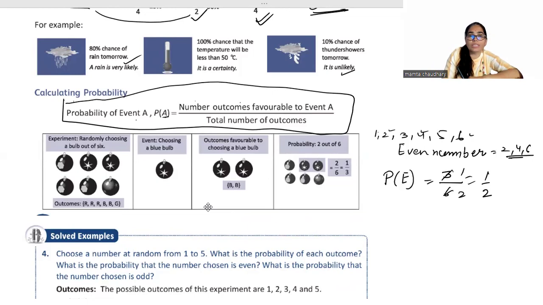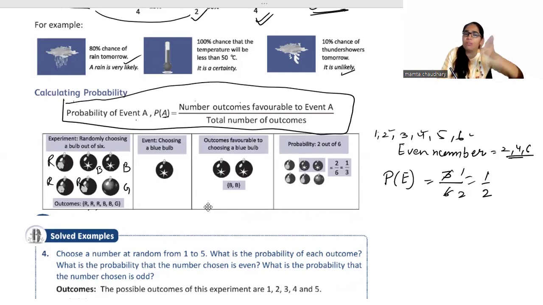In this example, the experiment is randomly choosing a bulb out of 6. Now the outcomes are 3 red, it means these ones are red, 2 blue, so it is blue, and 1 green, this one is green. So that is basically the random. It means how many outcomes are there in total? There are total 6 outcomes.